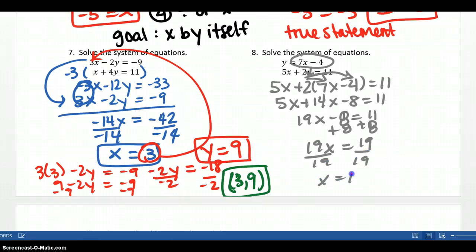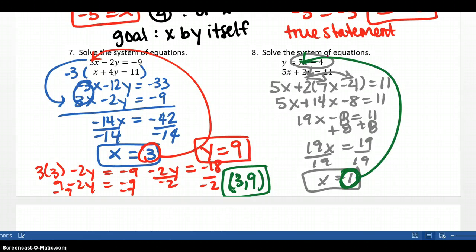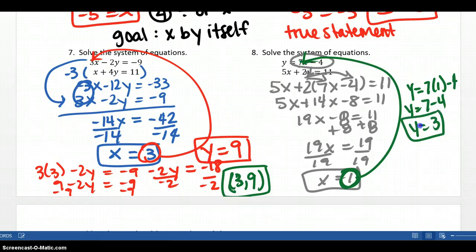And x equals 1. And I know you know what I'm going to do. Circle our 1. Another color. We're going to plug it back into our original circle. So we now have y equals 7 times 1 minus 4. So y equals 7 minus 4, y equals 3. Our final answer is 1, 3.